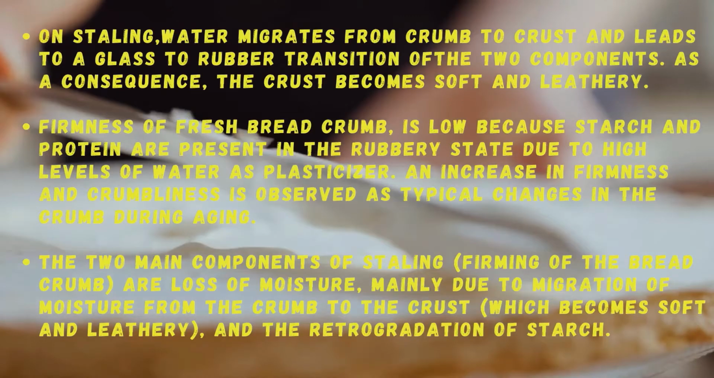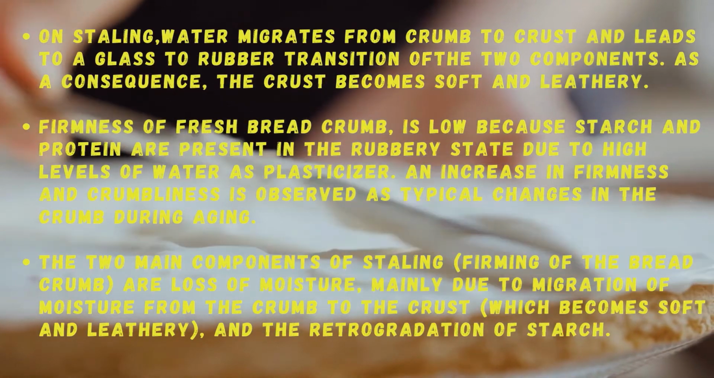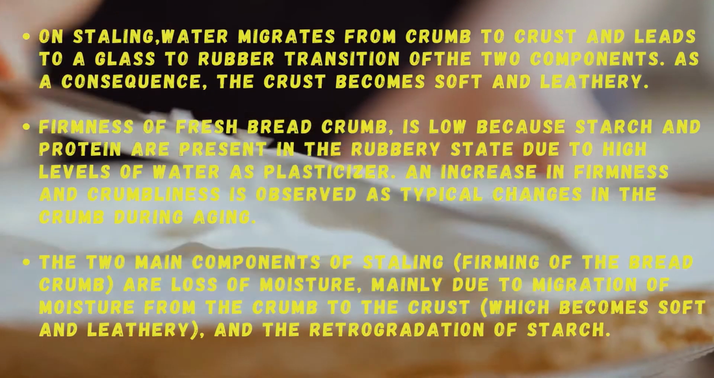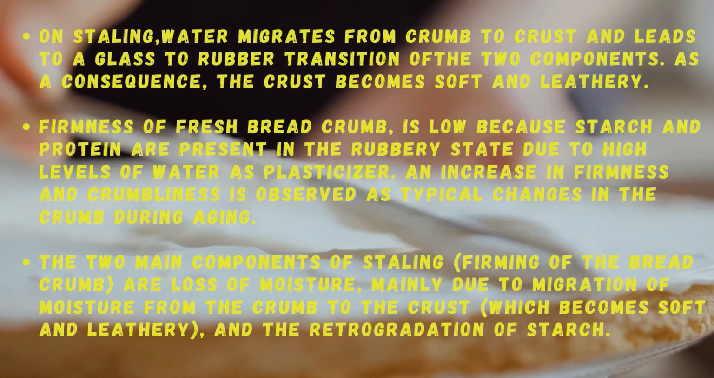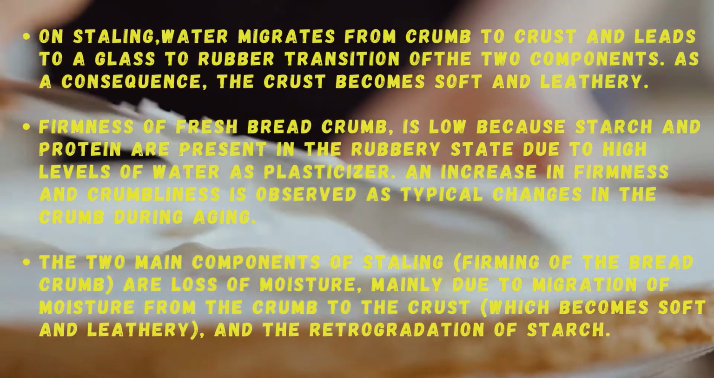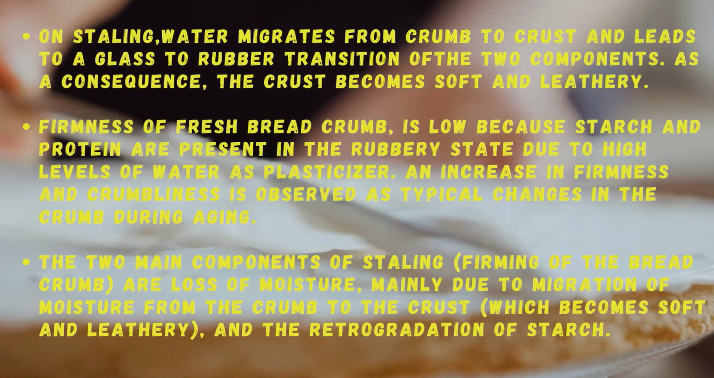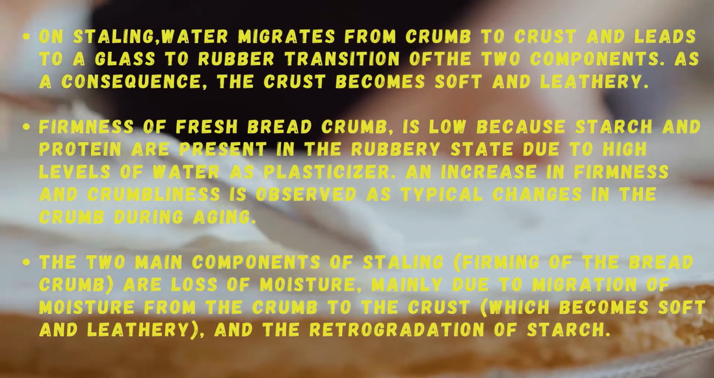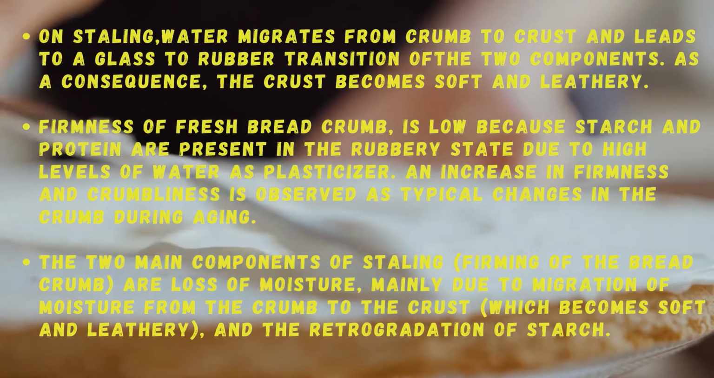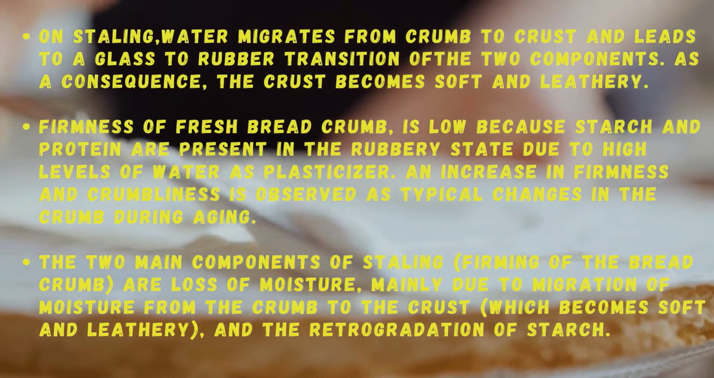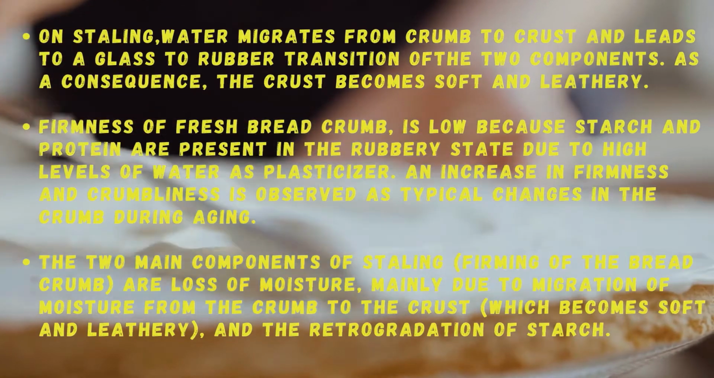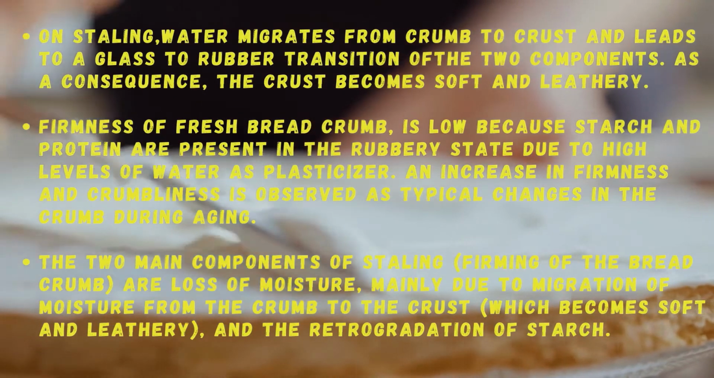On staling, water migrates from crumb to crust and leads to a glass-to-rubber transition of the two components. As a consequence, the crust becomes soft and leathery. Firmness of fresh breadcrumb, as determined by compression test, is low because starch and protein are present in the rubbery state due to high level of water as plasticizer. An increase in firmness and crumbiness is observed as the typical changes in the crumb during aging. Thus, the consumer acceptance of the particular bread product decreases.